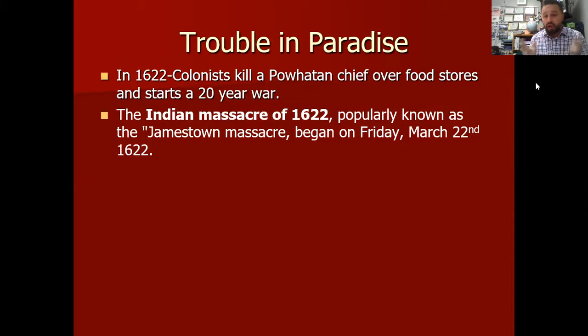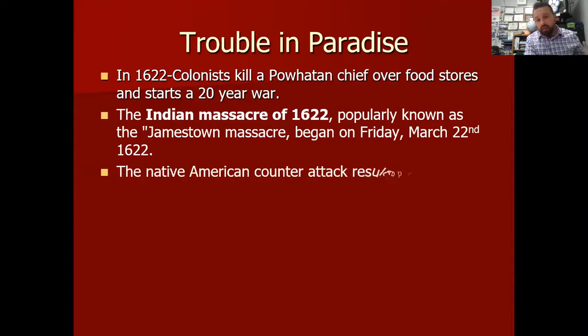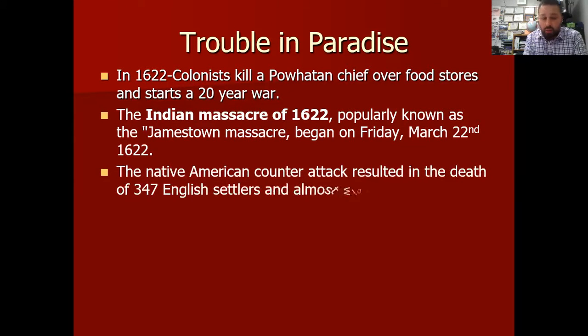But it starts on a Friday. It starts March 22nd, 1622, and it starts over food because the colonists were growing a lot more tobacco than food. And that was a problem because they didn't have enough food to eat. So what ends up happening is after the Powhatan chief got killed, the Powhatan counterattack. And the Native Americans, when they counterattack, they kill over 347 English settlers. It almost wipes out all of Jamestown. It's really dangerous. It's really harsh.